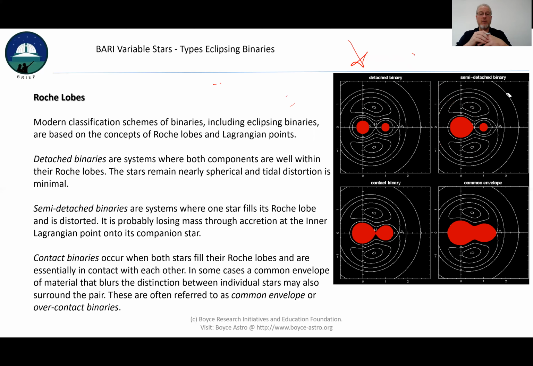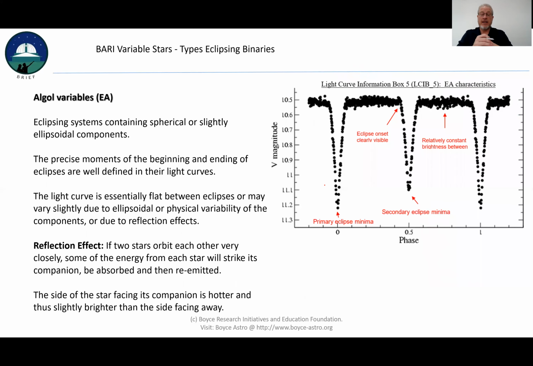Contact binaries occur when both stars fill their Roche lobes and are essentially in contact with each other. In some cases, they have a common envelope of material that blurs the distinction between individual stars and may surround the pair. These are often referred to as common envelope or over-contact binaries, and we see those located down here. Note that the stars in each of these cases are becoming ellipsoidal and no longer spherical, as we saw in the detached binary case. Algol variables.